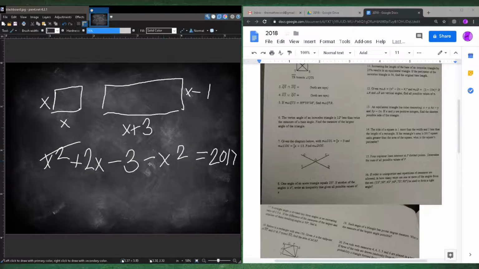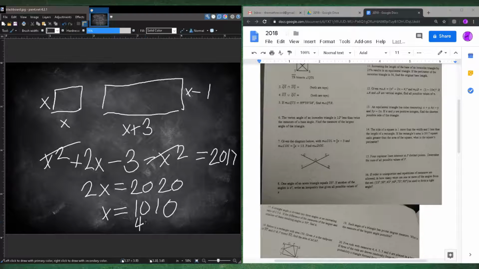Now you subtract those together, all you have left is 2x. Add 3 to both sides, so that's 2020. Okay, so x is equal to 1010. So if we use your calculator, 2020 divided by 2. Yes, 1010 is our x. So what's the square's perimeter? The square's perimeter is just 1010 times 4 because all 4 lengths are the same. So the perimeter is 4040. Okay, so 4040. Basically just that simple.